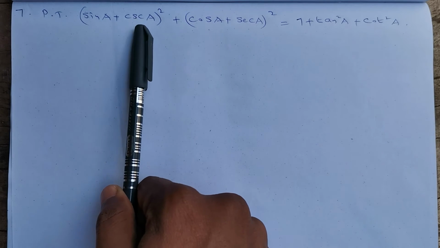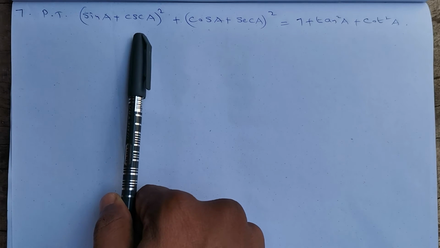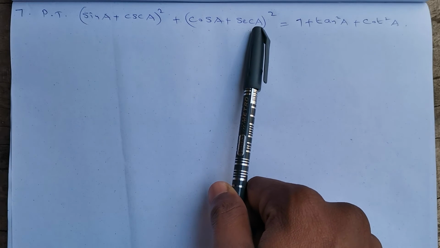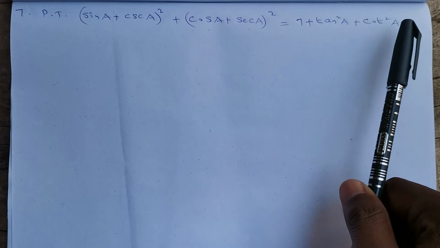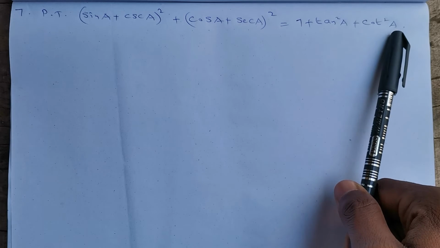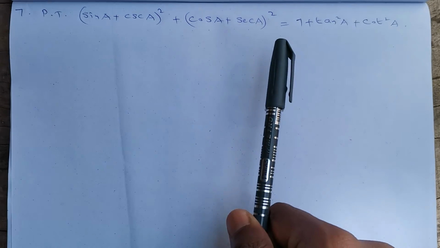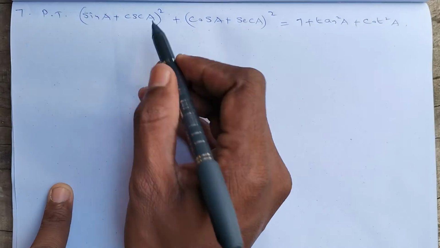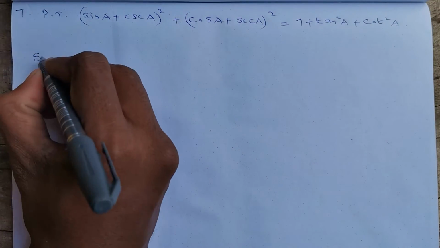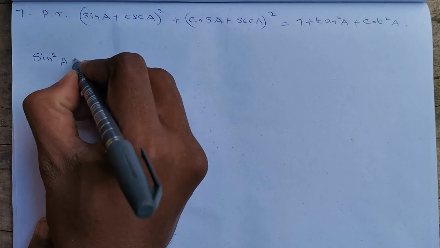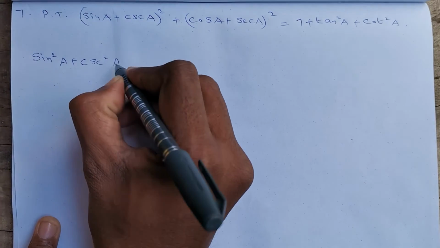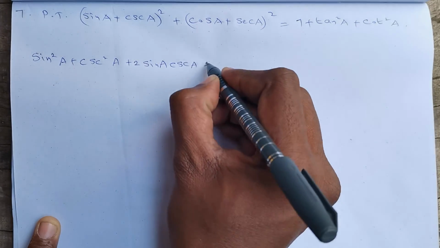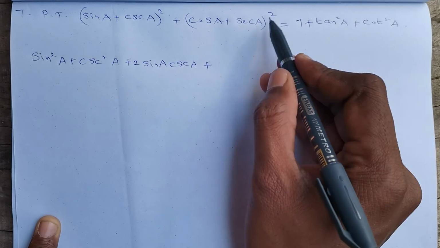If we write it as 1 by sin A, some denominator will be there. Here also, if we write cos A as 1 by secant A, or else secant A as 1 by cos A, some denominator will be there. But in the RHS, we don't have any denominator. So that's why the denominator concept is wrong. So only one option, that is expanding. So sin A plus cosecant A whole square, if we expand it, we will get sin square A plus cosecant square A plus 2 sin A cosecant A, plus cos A plus secant A whole square.